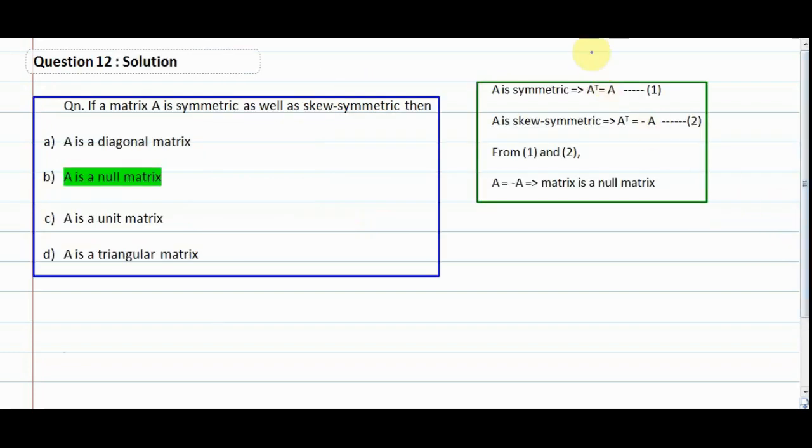Here it is given that A is symmetric. That means A transpose will be equal to A. And it is also given that A is skew symmetric.